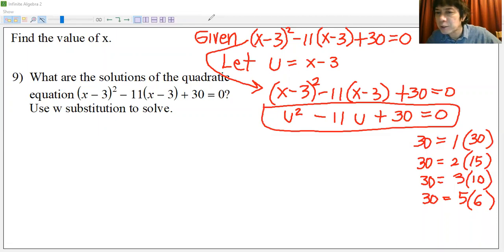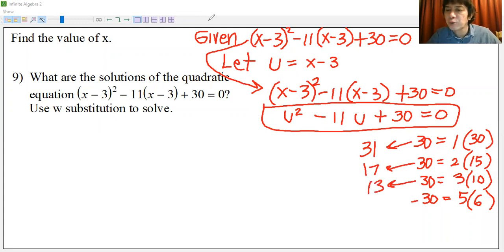Which one shall give us a sum of 11? From the first factor here, 1 and 30, the sum is 31. The sum here is 15 plus 2, that's 17. How about the third? The sum of 3 and 10, that's 13. The last one, 5 plus 6, that's 11. And so we're going to use the last one, the 5 and 6.